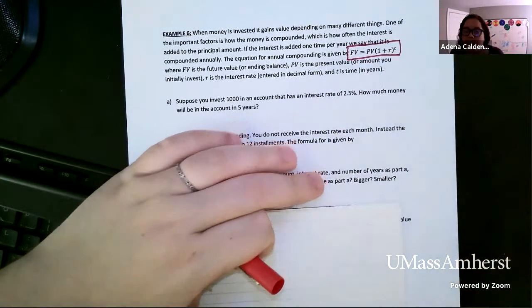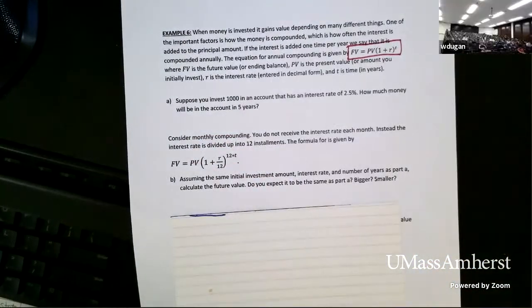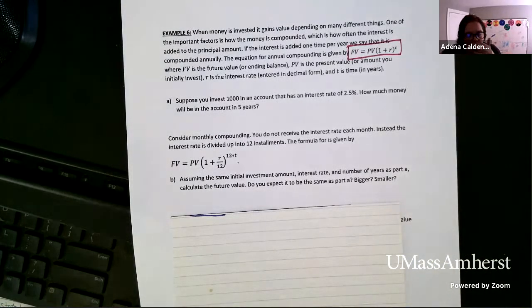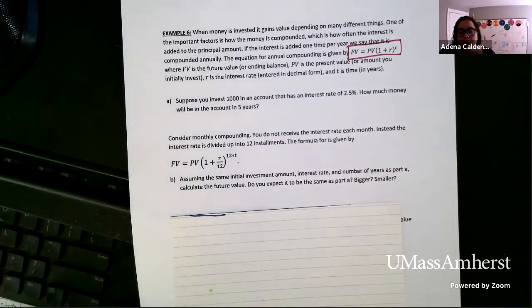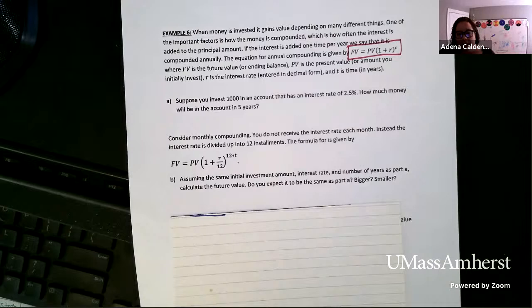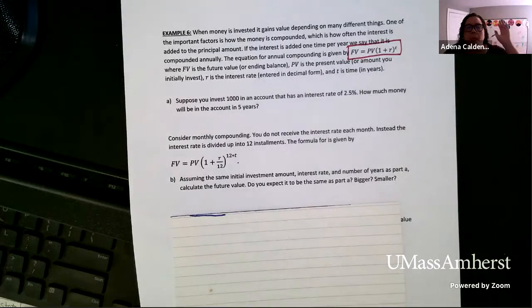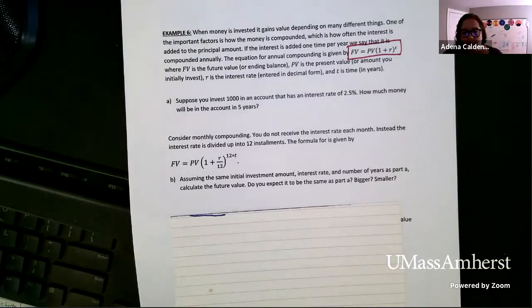okay? It says FV equals PV times (1 plus R) to the T, okay? There's a couple different ways you may have seen this written, but this is how our textbook does it. So FV is called future value. That's how much money you're going to have at the end of your investment, okay? PV is present value. That's the amount you deposit to start your account with.